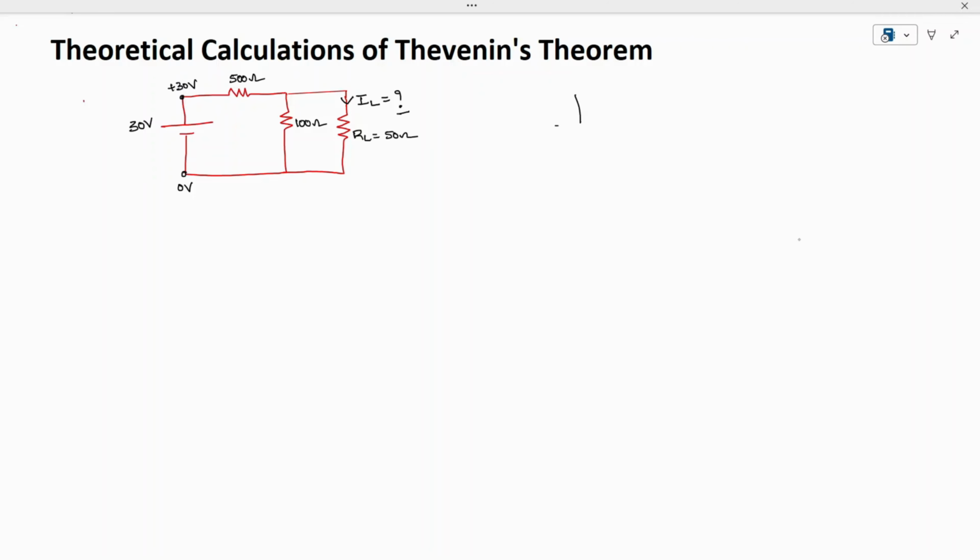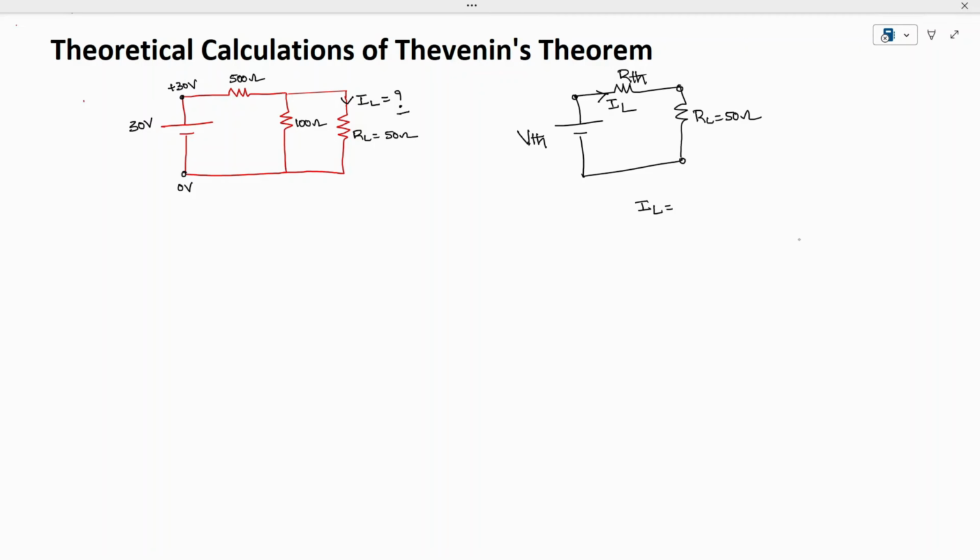So to apply Thevenin's theorem, first we need to find the voltage source, which is nothing but V Thevenin, and the next step is to find R Thevenin, and replace it with the given load. The given load resistor RL is equal to 50 ohm, and in this branch we need to find IL.